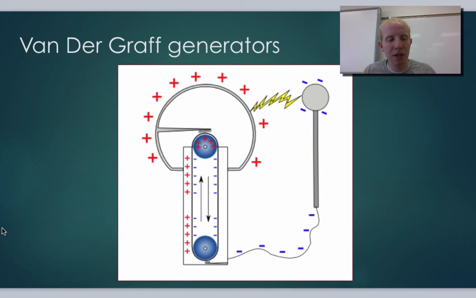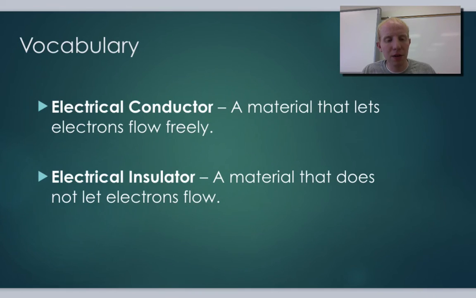All right, let's cover two more concepts and then we'll call it good. The last two things we want to cover are electrical conductors and electrical insulators, which you've probably seen both of. An electrical conductor is a material that lets electrons flow freely, whereas an electrical insulator is a material that does not let electrons flow, or at least not freely. It's very difficult to get electrons to pass through them.